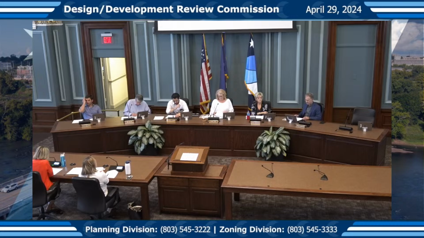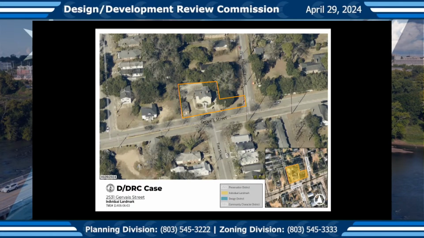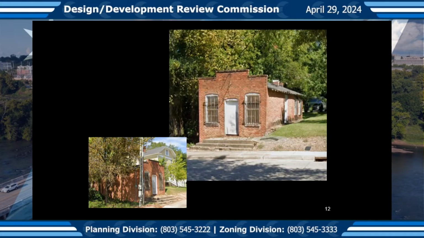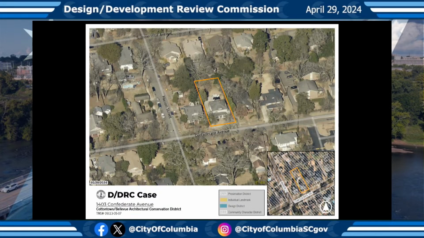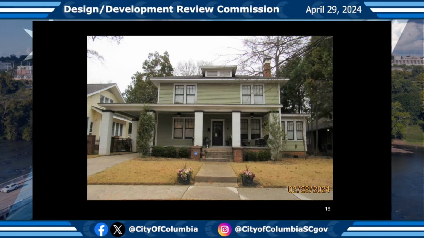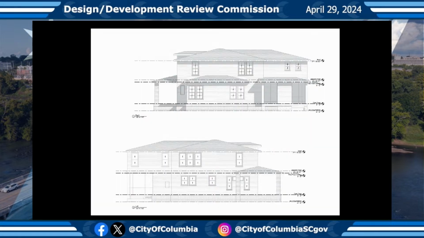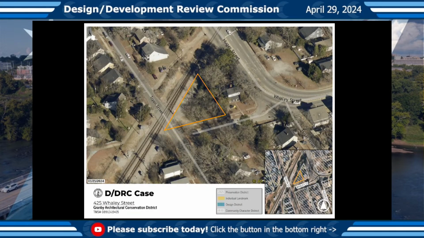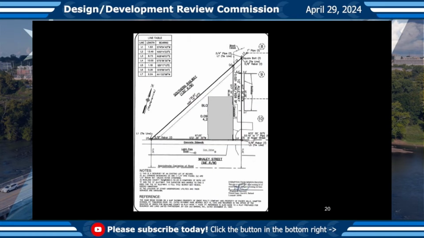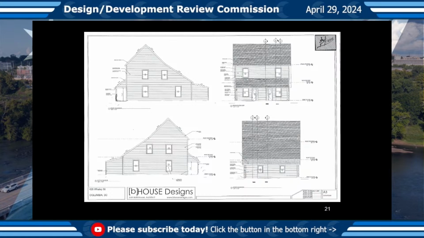Certainly. The first item is 2531 Gervais Street, request for preliminary certification of the Bailey Bill for an individual landmark. 1403 Confederate Avenue, a request for design approval for an addition and for preliminary certification for the Bailey Bill in the Cottontown Bellevue Architectural Conservation District. The third project is 425 Whaley Street, a request for design approval for new construction in the Granby Architectural Conservation District.